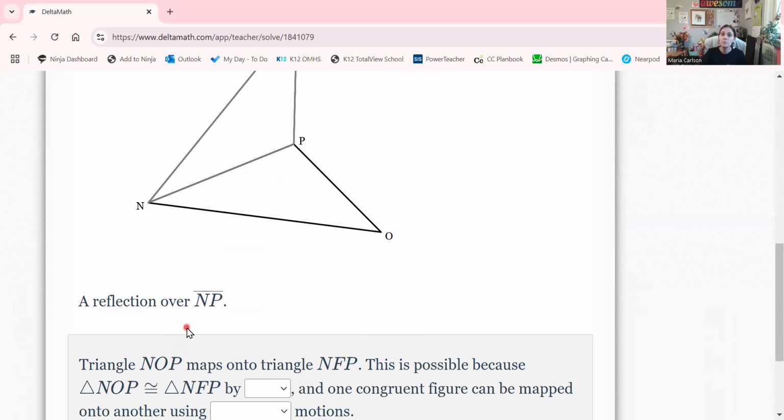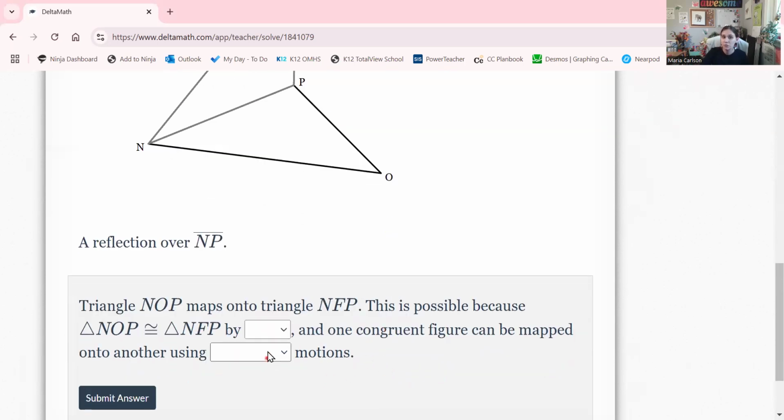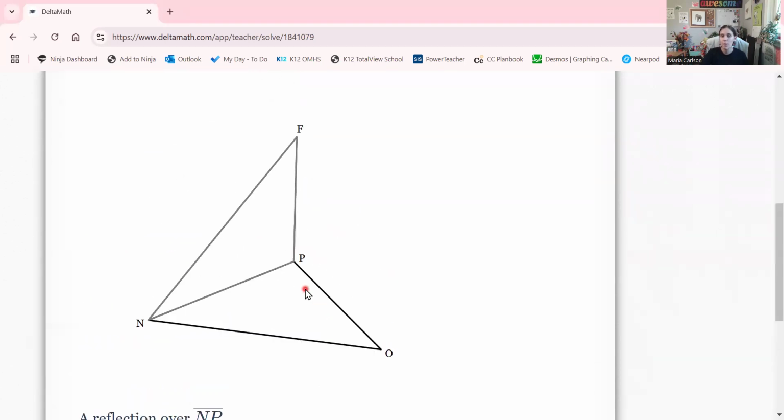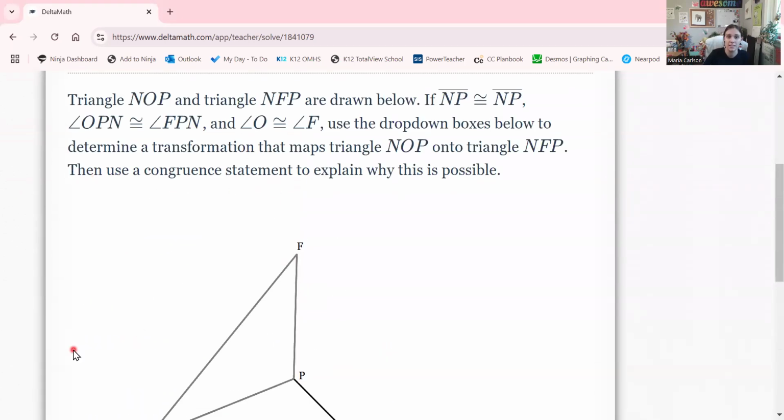This is possible because triangle NOP is congruent to triangle NFP by, and then we have the triangle congruency options here: SAS, ASA, SSS, and AAS. And one congruent figure can be mapped onto another using rigid versus non-rigid motions. And hopefully you remember that a reflection is a rigid motion. So the question is, why are these two triangles congruent? And please remember what they tell us at the beginning. NP is congruent to NP.